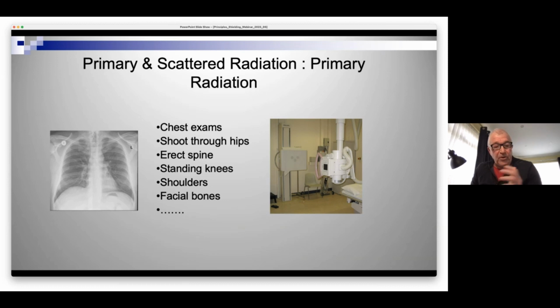So that's what we've got. We know what we're trying to do. We're trying to attenuate. We've got an equation for attenuating, and we know that X-ray intensity falls off with distance squared. So just a quick mention of the shielding problem for primary radiation. Primary radiation: radiography, chest, shoots through hips, erect spines, etc.